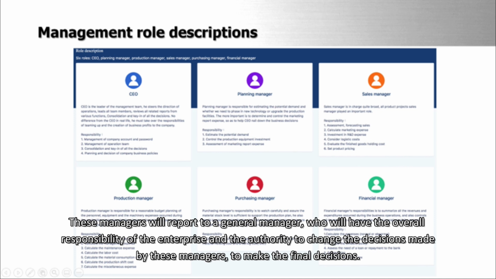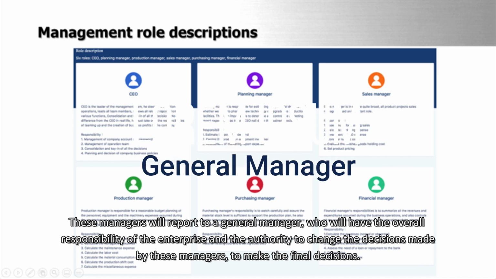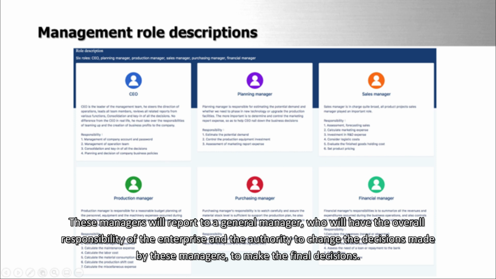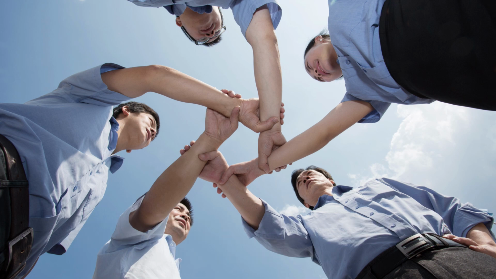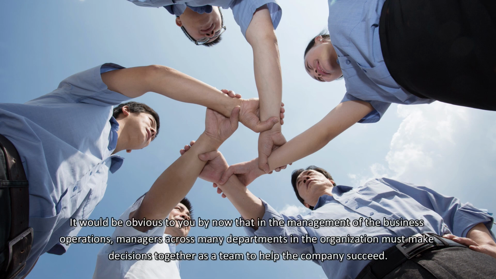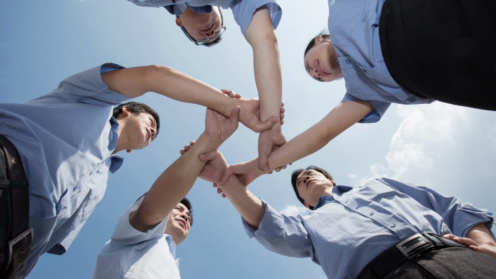These managers will report to a general manager who will have the overall responsibility of the enterprise and the authority to change the decisions made by these managers to make the final decisions. It would be obvious to you by now that in the management of the business operations, managers across many departments in the organization must make decisions together as a team to help the company succeed.